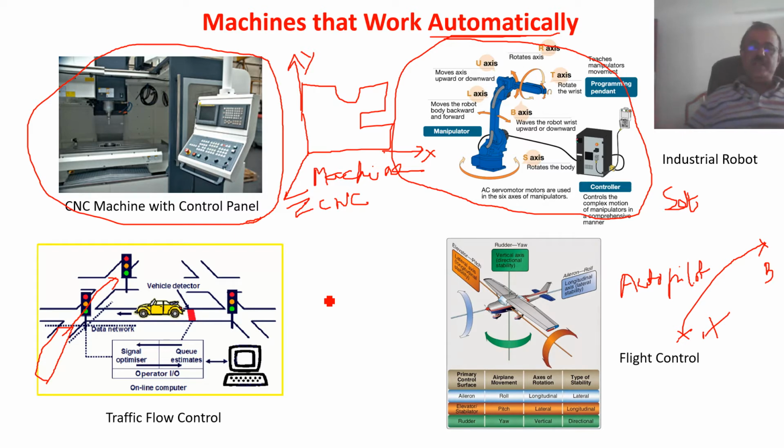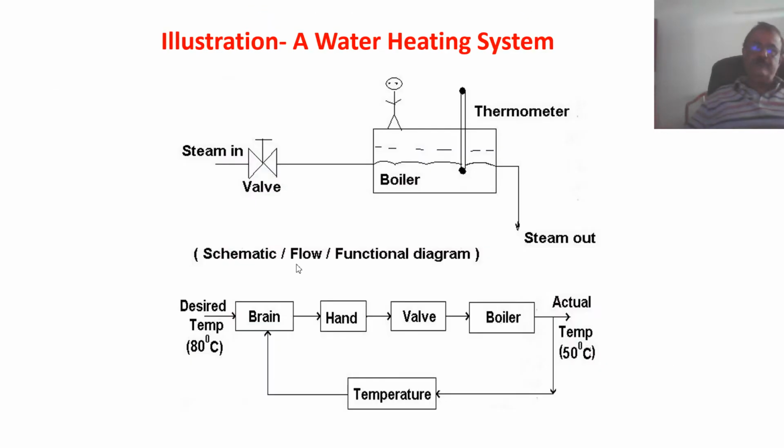I think automatic control system engineering is all concerned with how to design and operate such systems reliably. So let me now give you a clear idea with a simple illustration. Let me call this system a water heating system.